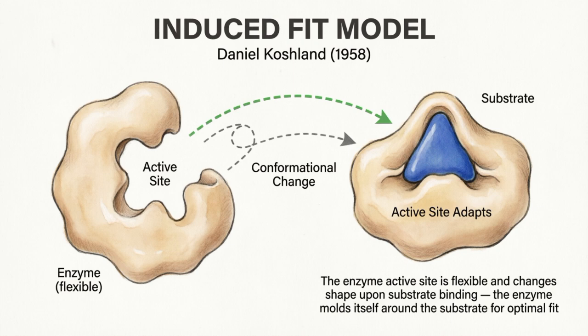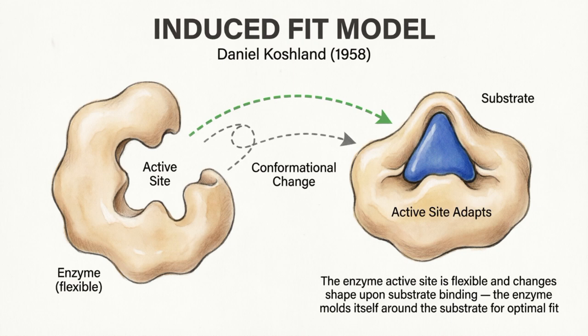On the right side, observe the same enzyme after substrate binding. The blue triangular substrate has entered the active site and something remarkable has occurred. The enzyme has changed its shape. The active site has molded itself around the substrate, creating a perfect fit. This is indicated by the label "active site adapts" positioned below the adapted enzyme.